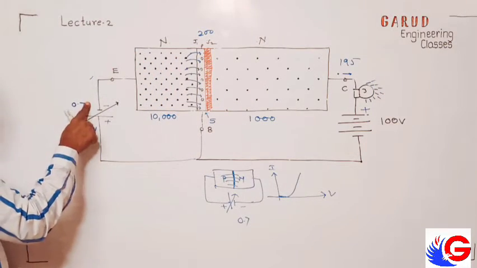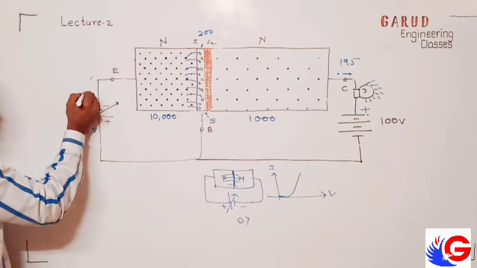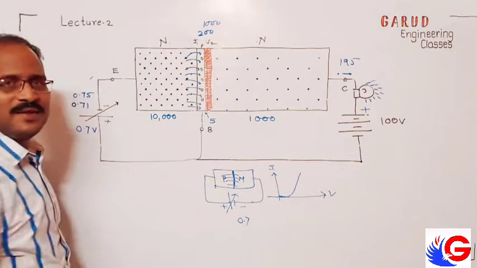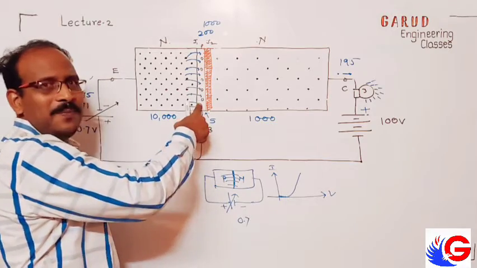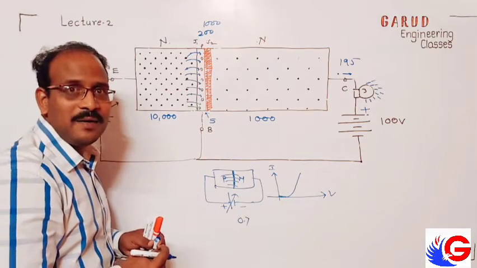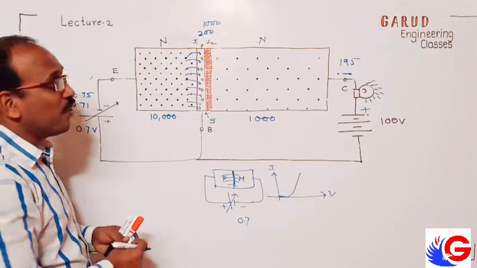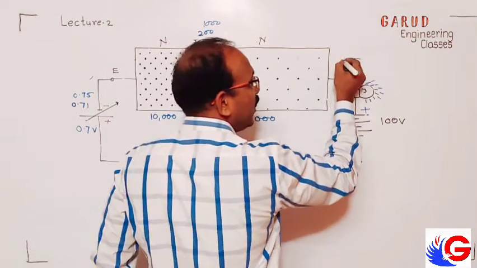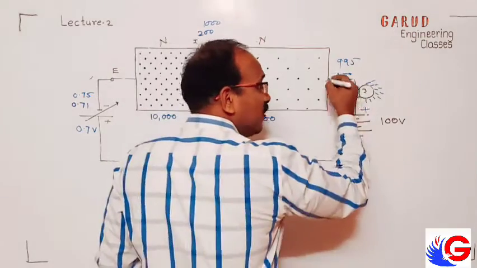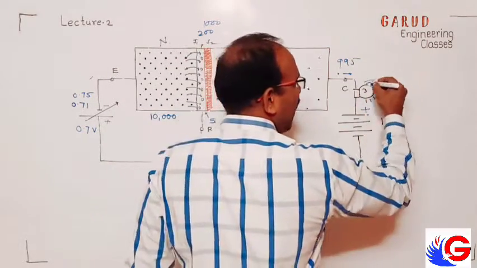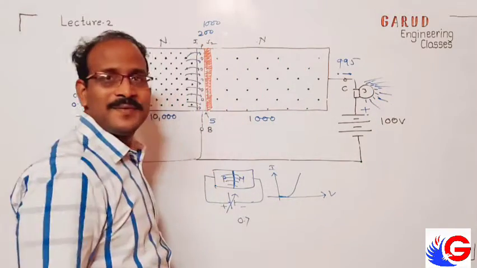Suppose I make this 0.75, 1000 electrons are jumping into this. This is n-type. 5 electrons are combined. Correct. So 995 electrons will be flowing to this. See, intensity is because of what? Because of the flow of carriers, because of electrons, and the intensity will increase.